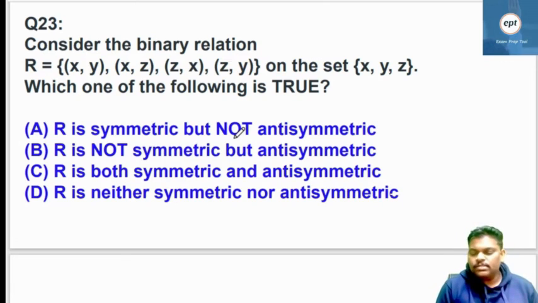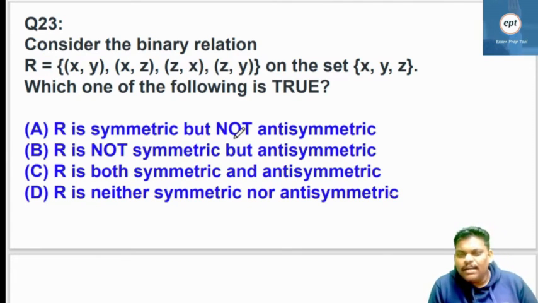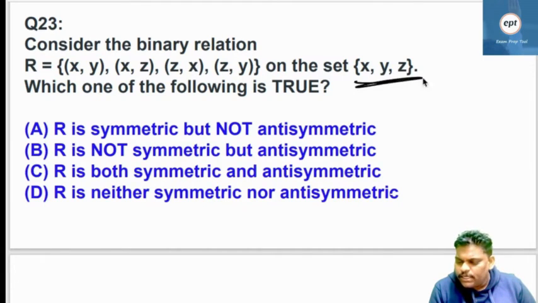Consider the binary relation. Some relation is given. I think a lot of time has passed, so we have done only one problem. That's okay, some theory happened. Now, which one of the following is true? Some relation is given: xy, xz, zx, zy, on the set xyz.